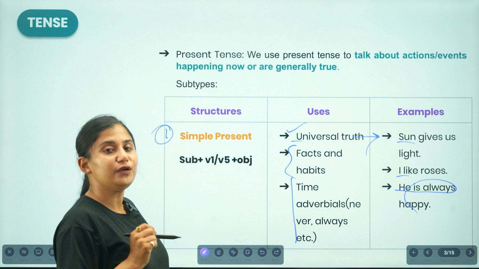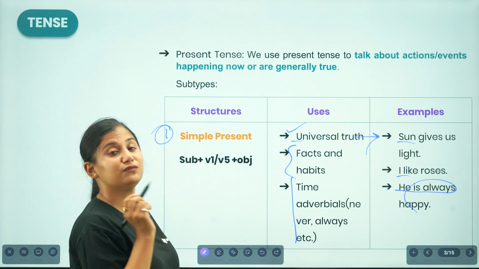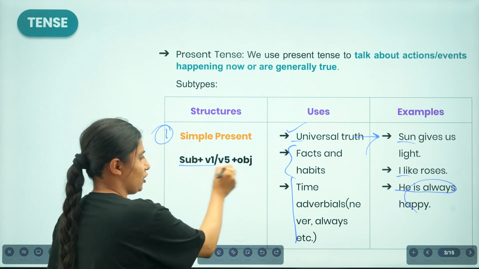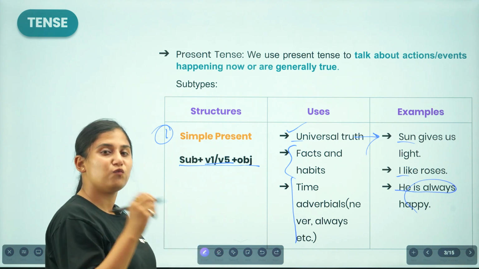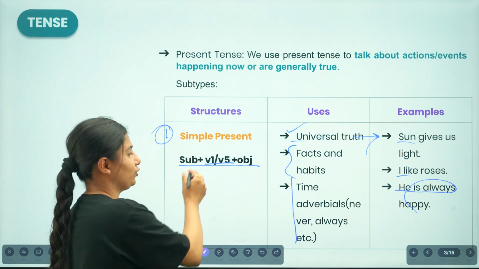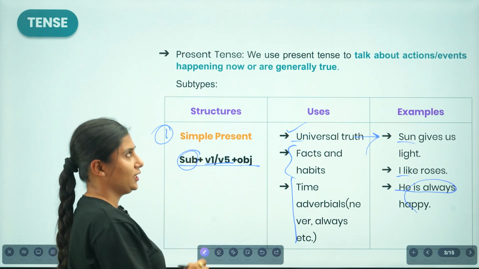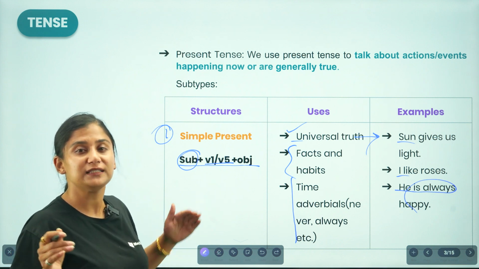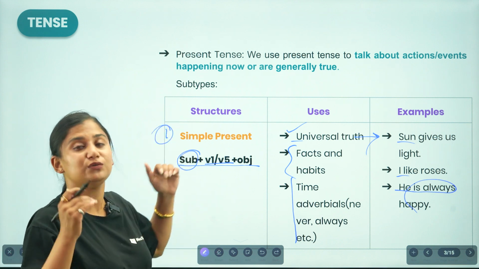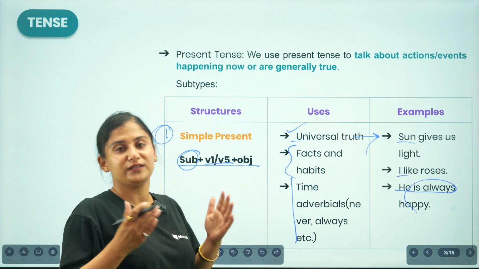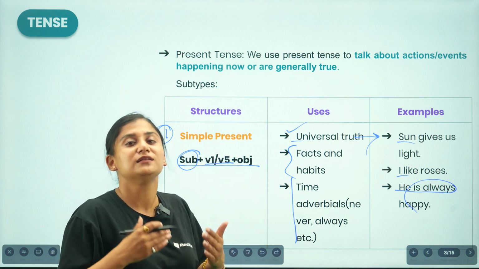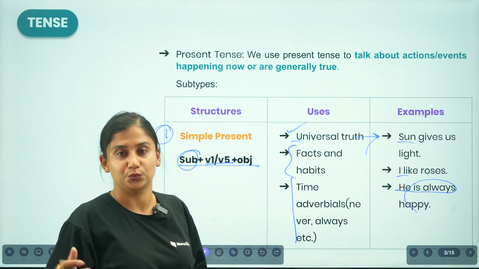Whenever we are using simple present tense, we are supposed to use this particular structure: subject plus verb 1 or verb 5. We use verb 1 or verb 5 based on the subject that we choose. So in simple terms, we use simple present tense in order to talk about facts or habits or something that is generally true.